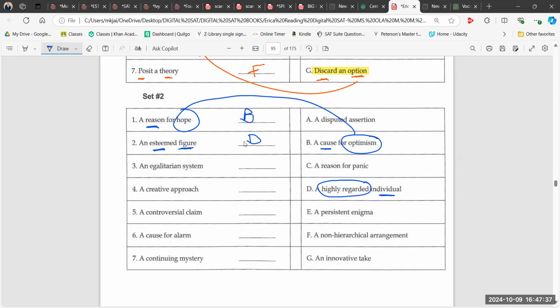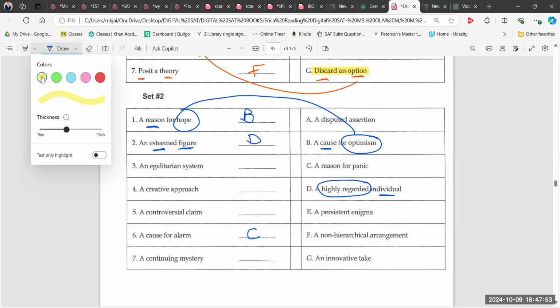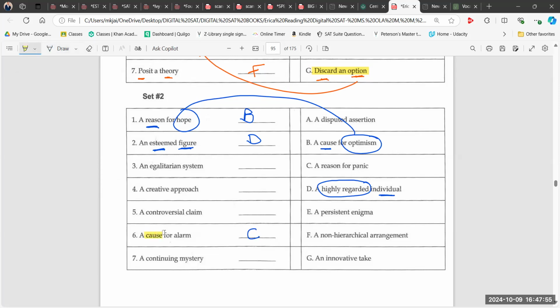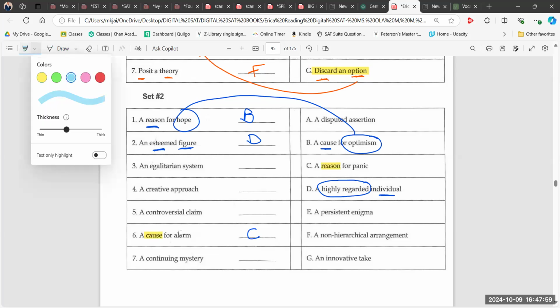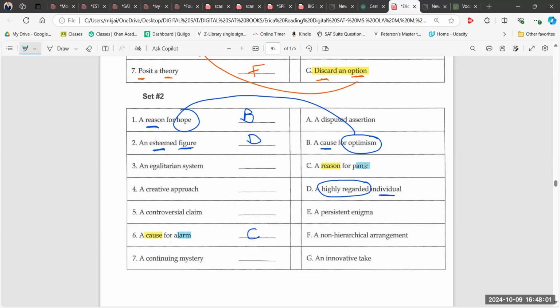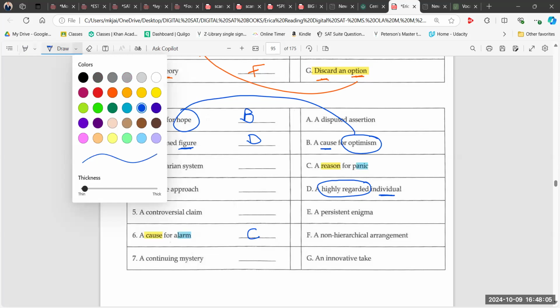Yes, Ahmad Amr. Which one would you like to answer? 6. A cause for alarm is the same as? I think it is a reason for panic. Yes. So when I say a cause, that's a reason. Alarm is like panic. Yalla, getting easier now.